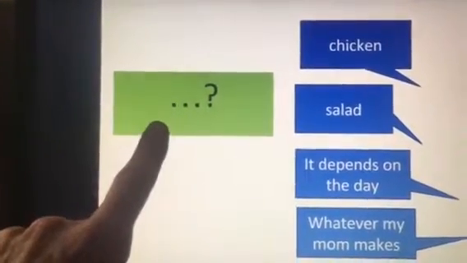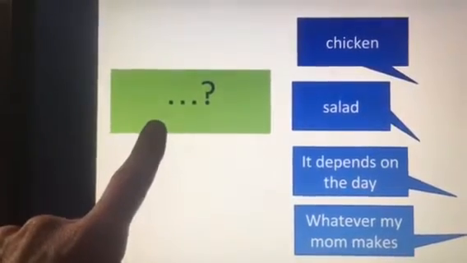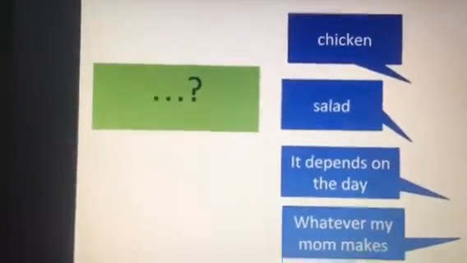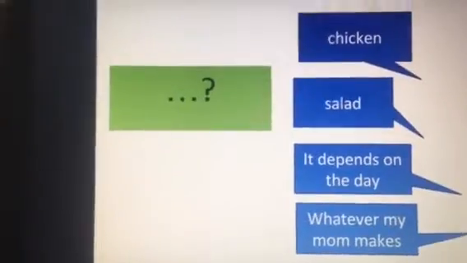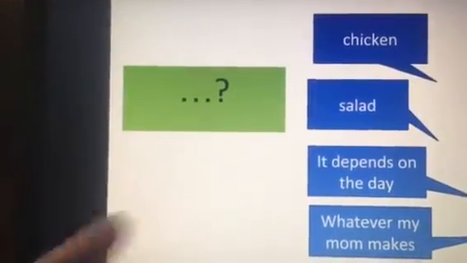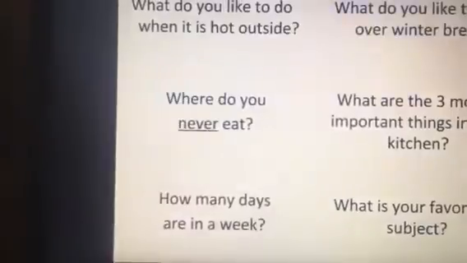Now, if they get close, then their classmates or the teacher can guide them and say you're on the right track, and then maybe give them a little bit more information. But the important part is to try to backform this question first.